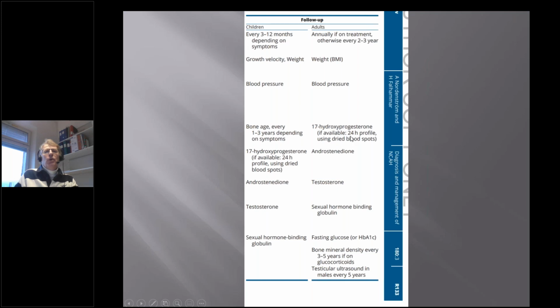17-OHP. We prefer doing 24-hour profile using dried blood spots. It's normally not available in most places, but we prefer that. Bone age in children, androstenedione, testosterone, sex hormone binding globulin, and in adults, we also check fasting glucose or HbA1c, bone mineral density if they're on glucocorticoids every 3 to 5 years, and a testicular ultrasound every 5 years. It has been claimed previously that non-classic patients don't have TARTs, but it has been published. We have published a few papers of that and others also.